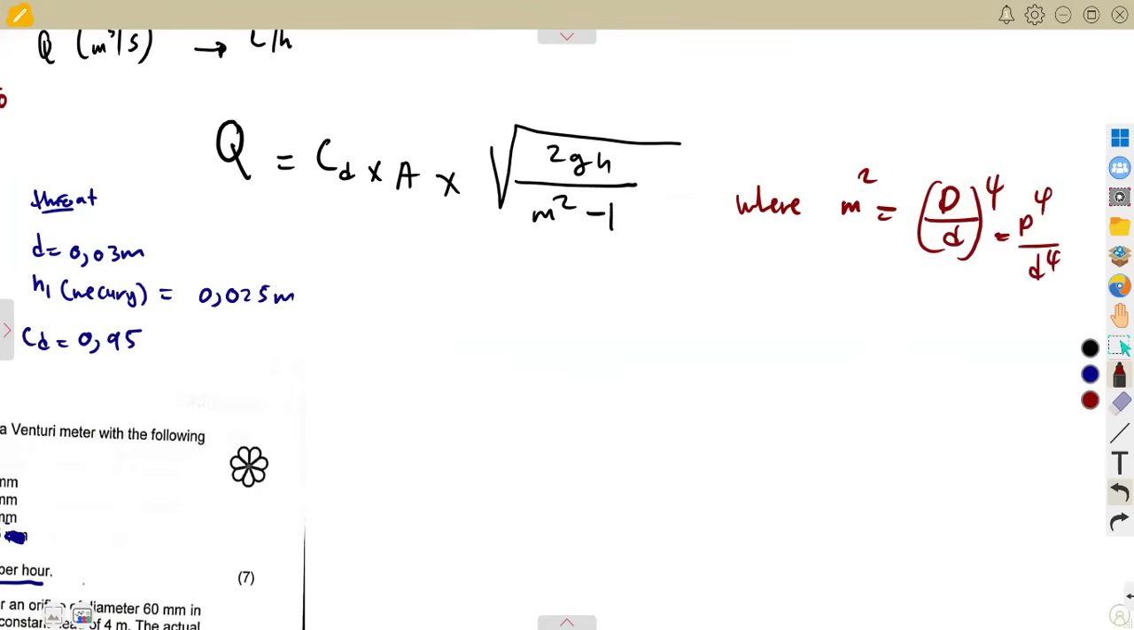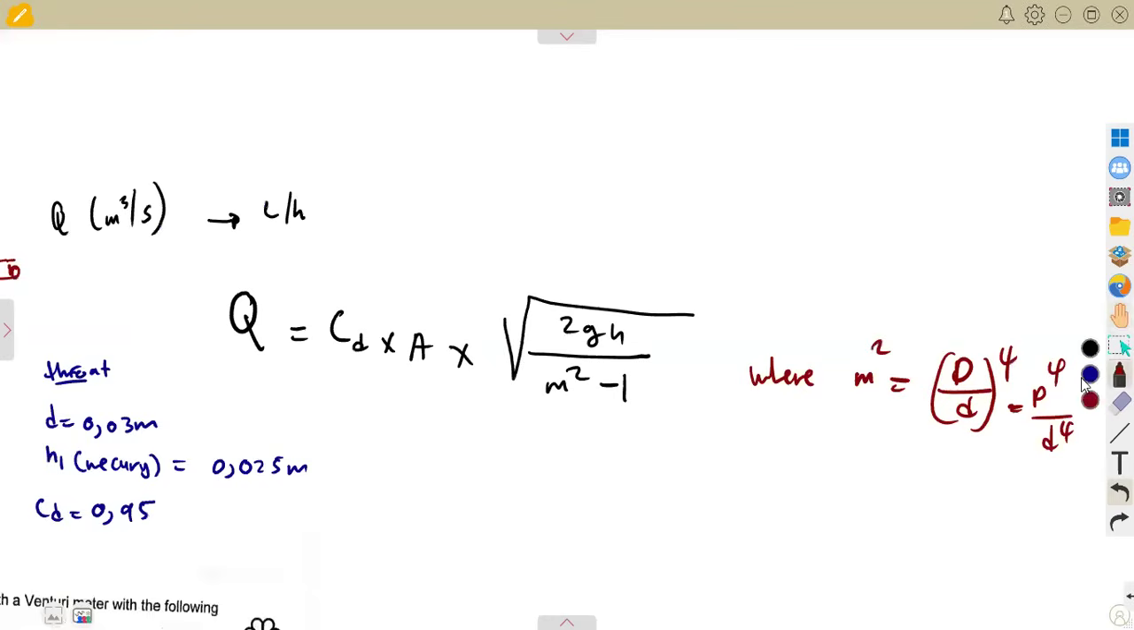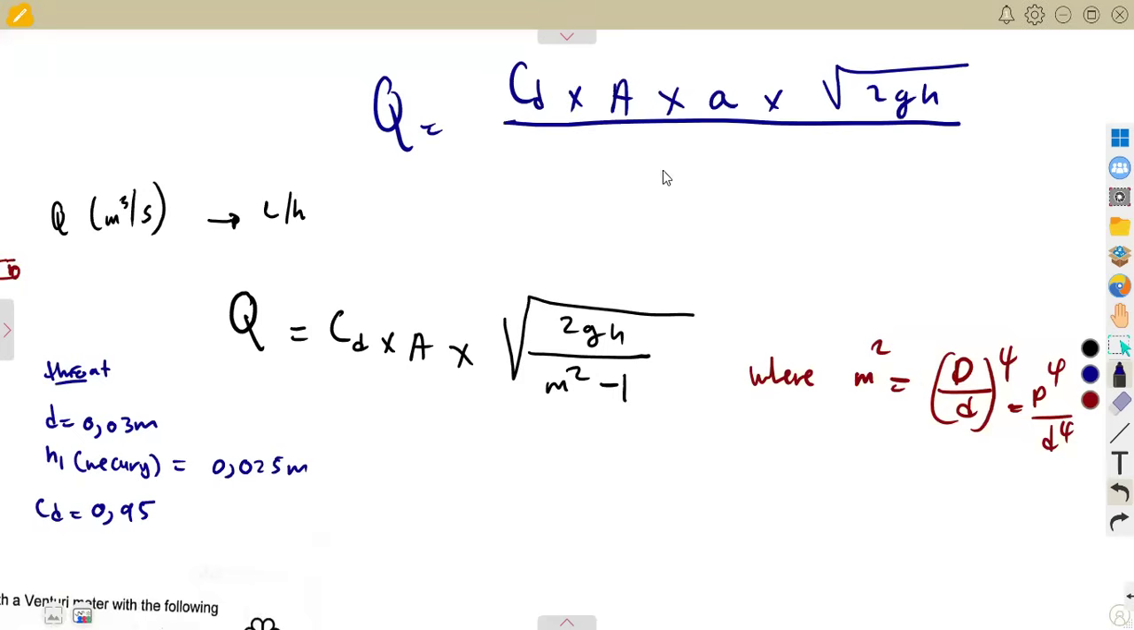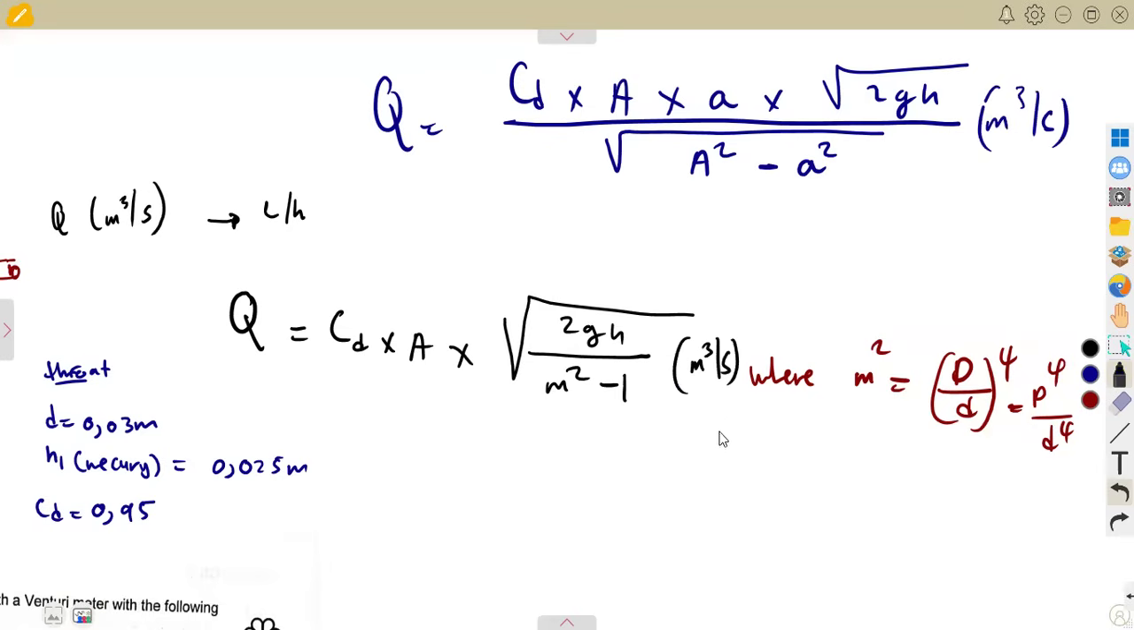Or we can use that other formula for Q. If you want, you can use that other one, where Q is equal to the coefficient of delivery times the area of the pipe times the area at the throat times the square root of 2GH, everything over the square root of the area squared of the pipe minus the area squared of the throat. So this still gives us the same thing. That is where we are going to have the flow rate in cubic meters per second if you use this formula. All right, so as for me, I'm going to opt for this one.